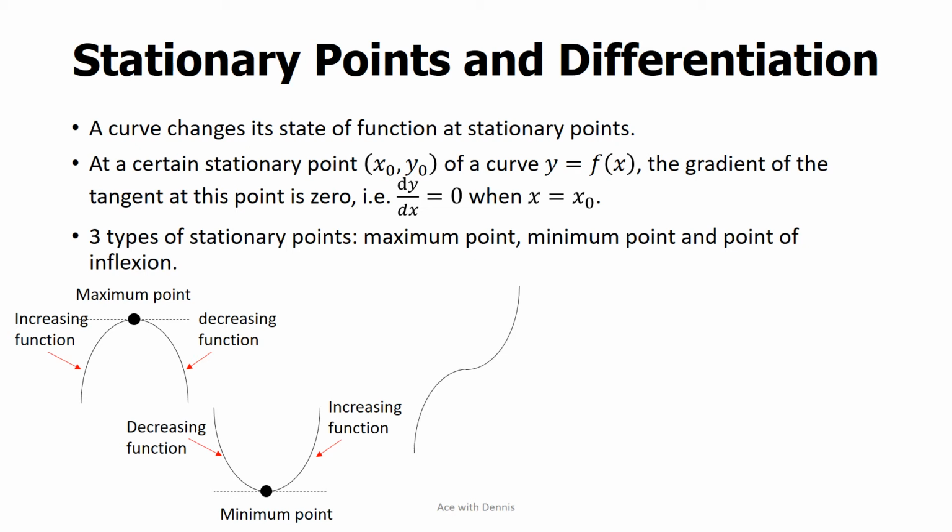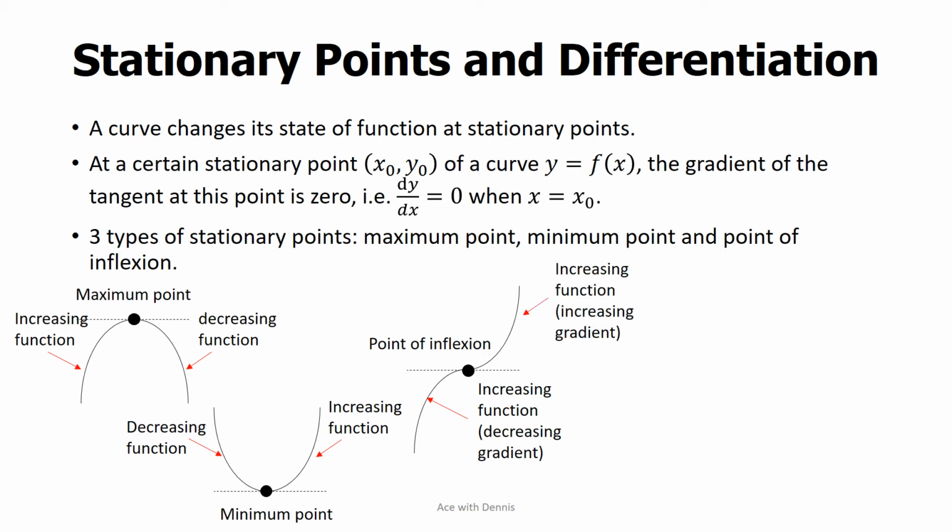Okay, so now move on to the inflection points. There are 2 types. This is the first type. This is the point of inflection, and we can draw a tangent which looks like this. It is a horizontal line and the gradient is 0. You can see that this is an increasing function but with decreasing gradient. So this is before the point of inflection. Then after the point of inflection, the graph becomes an increasing function with increasing gradient.